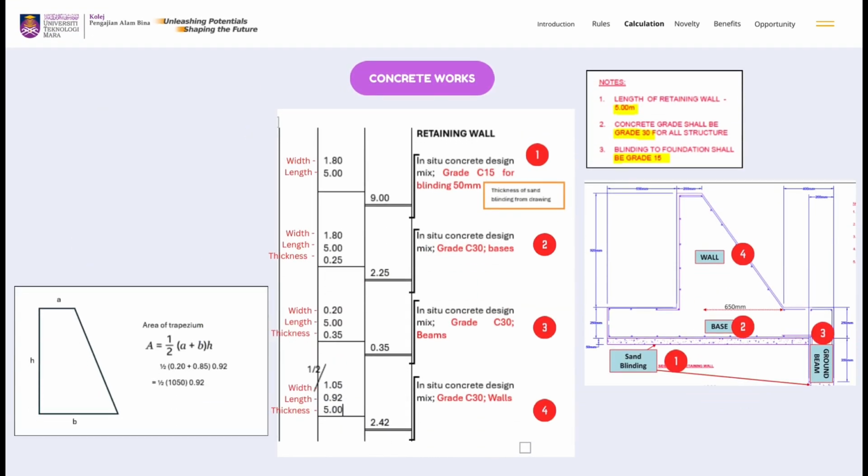The concrete grade is already given in the notes for description. Grade 15 for sand blinding and grade 30 for other elements. Based on the drawing, the crucial part is the wall since the shape will be a trapezium. Then, to calculate the area, use the trapezium formula and multiply by the length to get meter cube.